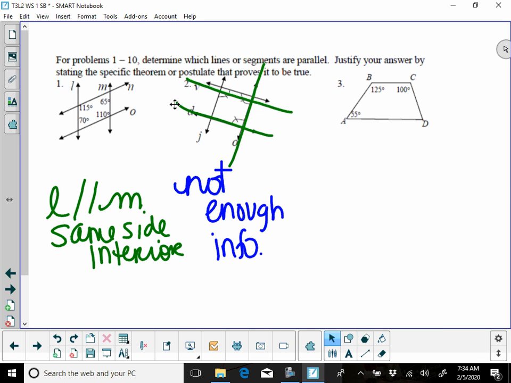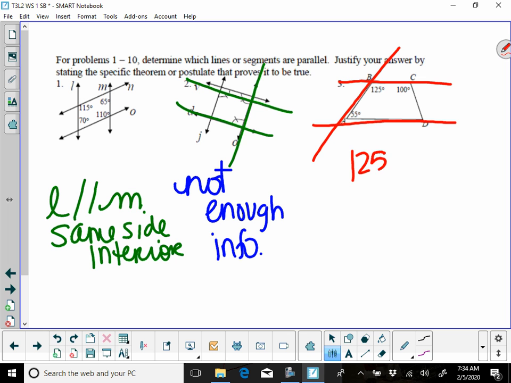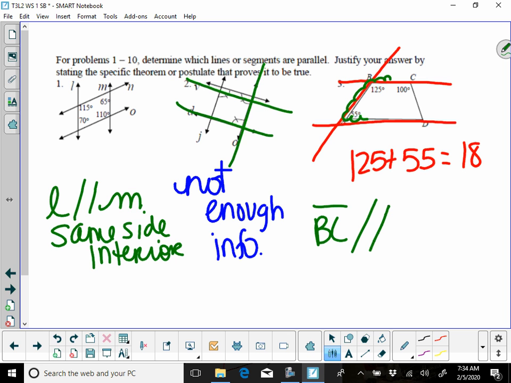Now for number 3, the first one I'm going to look at is line BC and line AD. Sorry, y'all, it aggravates me that my board's off. I'm going to use this transversal right here, BA. If I add 125 plus 55, that gives me 180. So right there I have same side interior angles that are supplementary, so I can conclude that line BC is parallel to line AD.